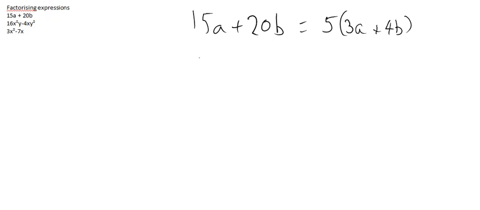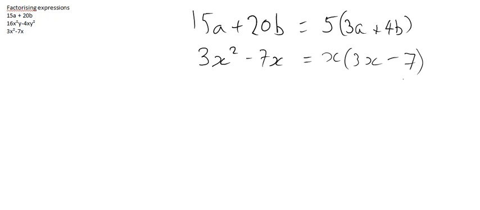So my second one is not my second one on my list. I'm going to do 3x squared minus 7x. Now there is no number that divides 3 and 7, so I can't take that outside, whereas I've got an x squared and an x, so I could take a common factor of an x out. And what am I left with? Well, what times x gives me 3x squared? That gives me 3x, because 3x times x gives me 3x squared, and what times x gives me 7x? Well, that will be 7.